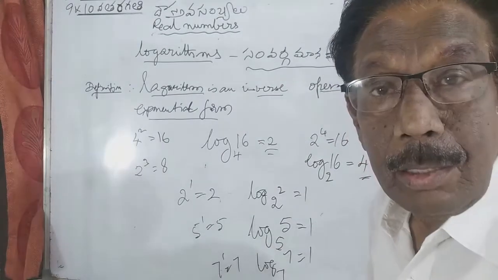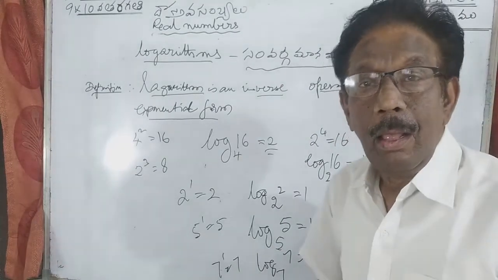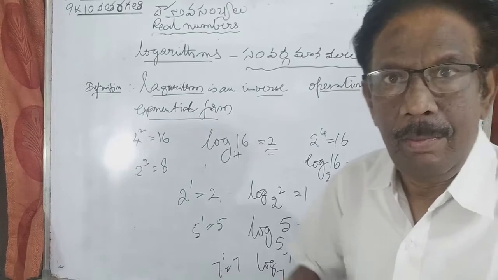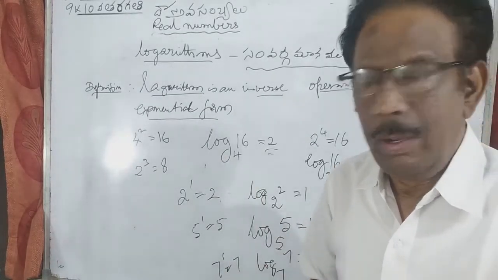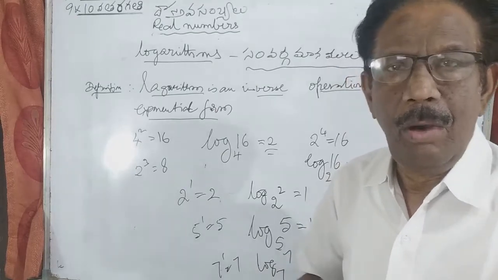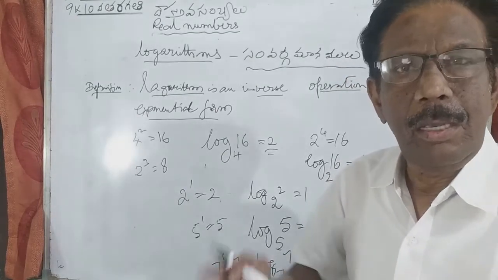So in general, what do we understand from this? Log of any number to the same base is always 1. Logarithm of any number to the same base is 1.